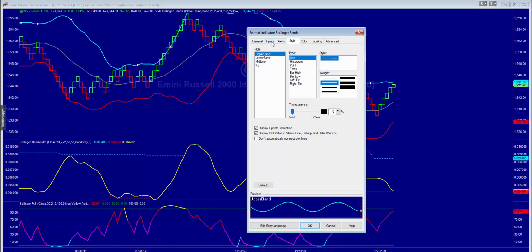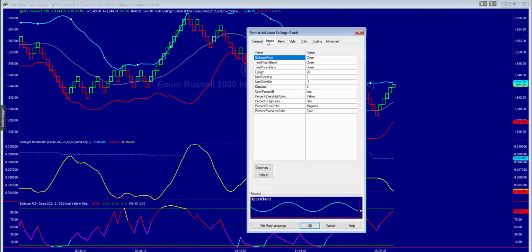I mean, they're designed to do this. But with the inputs on the Bollinger Band, I want you to make this 100. And you can experiment with this. It's not that any one setting is the one. You could make it 200, you can make it 150, you could make two Bollinger Bands, make one 100, one 150. But that's it. Just change the length to 100.